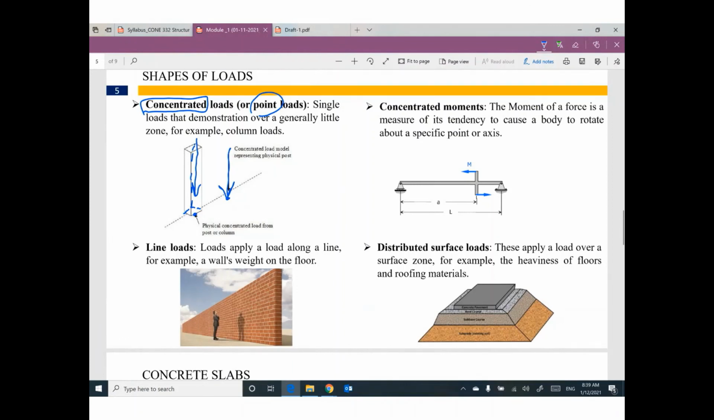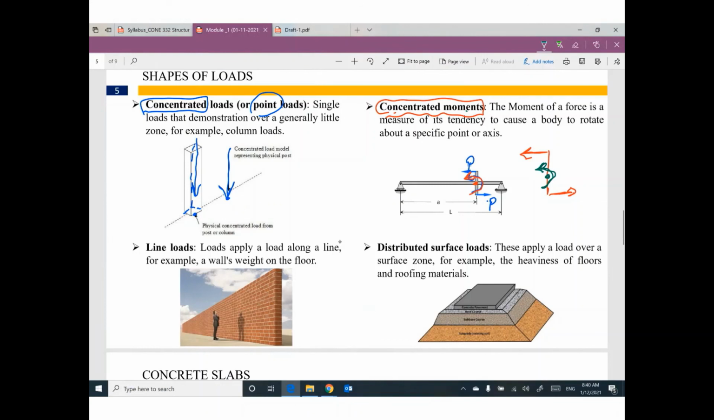Sometimes we have a load here, P, and we have another load here, P. This load and this load would like to rotate this beam like this. So we have something called concentrated moment. We have rotation. We have two opposite loads, this load and this load in opposite directions. So both of them would like to rotate this part of the beam counterclockwise like this. So this moment can be called concentrated moment.